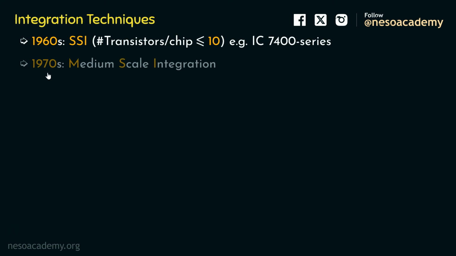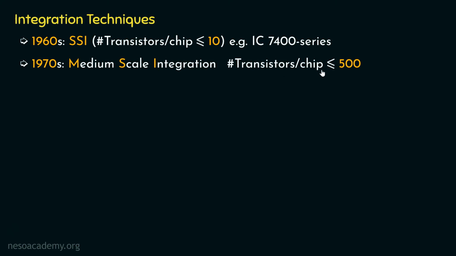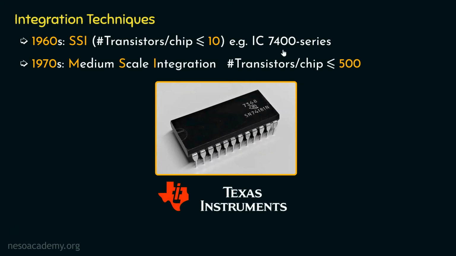Now in the late 1960s and early 1970s, the next integration technique came into the picture, that is medium-scale integration. What is the meaning of medium-scale integration? Well, if the number of transistors per chip is more than 10 but less than 500, then it is called medium-scale integration. One notable instance of the MSI integration technique was the 74181 arithmetic and logic unit, which was also built by Texas Instruments. Introduced in February 1970, this ALU integrated circuit chip contained 170 to 175 transistors per chip. It operated on 4-bit binary data inputs and generated 4-bit binary results or outputs. The ALU 74181 could also perform basic arithmetic operations like addition, subtraction, and logical operations like AND, OR, and XOR.